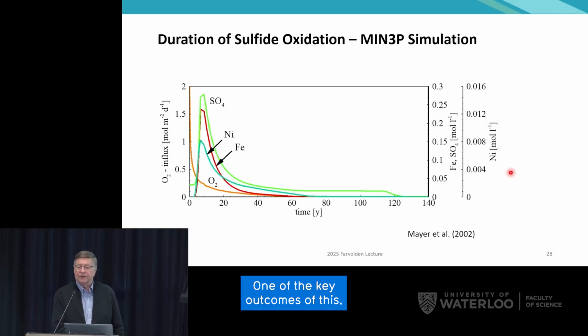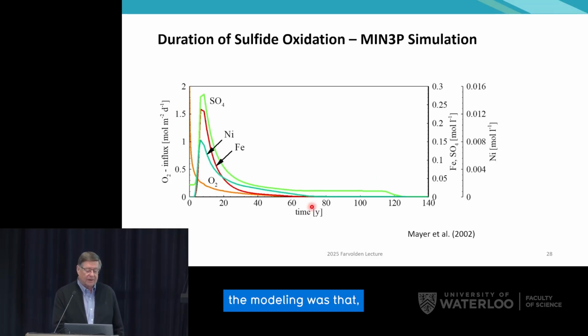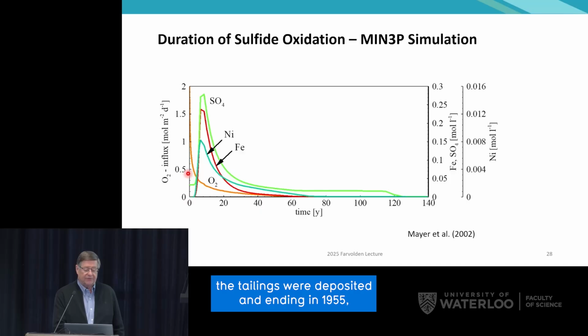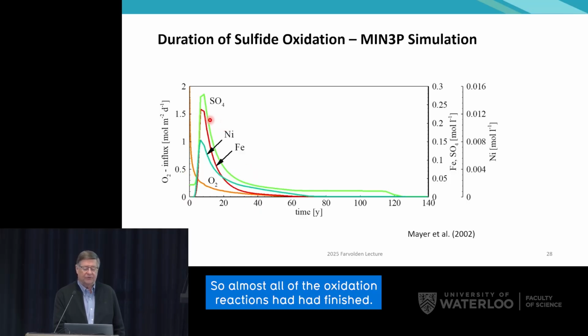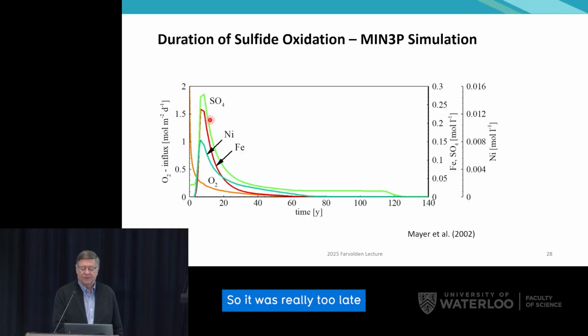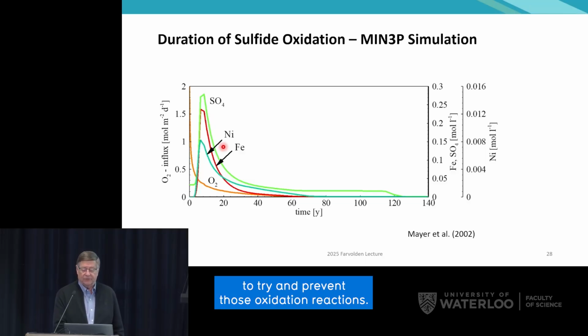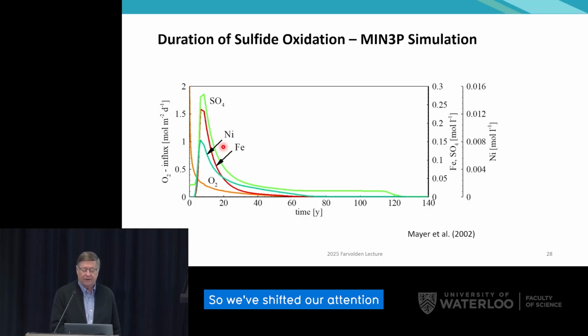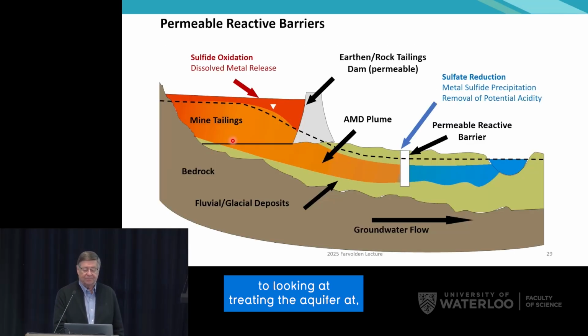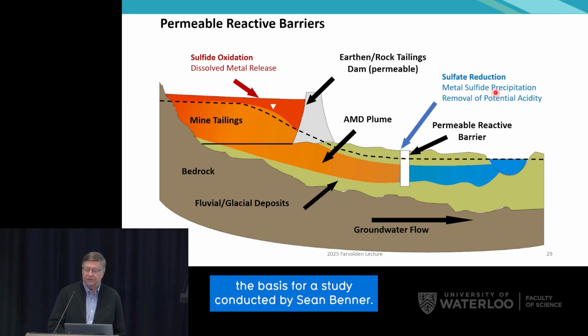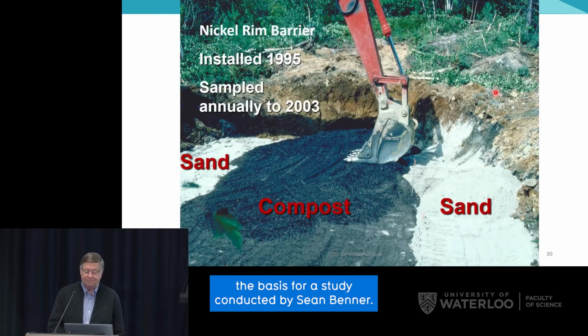One of the key outcomes of the modeling was that the tailings were deposited ending in 1955, and we were doing our work in the early 1990s. So almost all of the oxidation reactions had finished. So it was really too late to try and prevent those oxidation reactions, so we shifted our attention to looking at treating the aquifer, the contaminated water within the aquifer. So we installed a permeable reactive barrier within the aquifer to treat the plume water, and that was composed of organic carbon, and this formed the basis for a study conducted by Sean Benner.